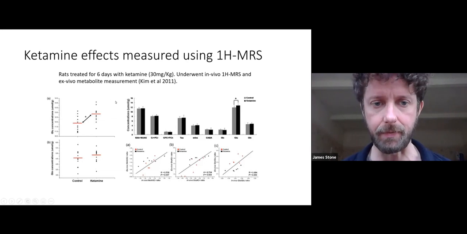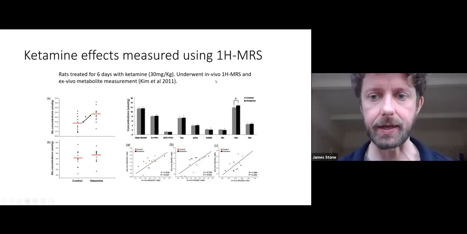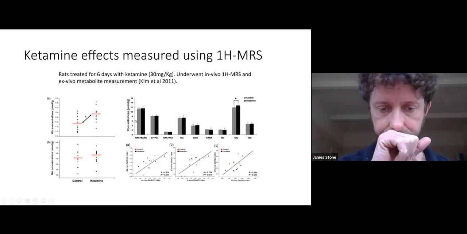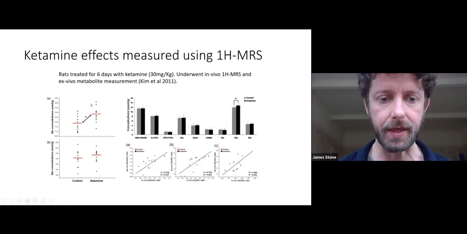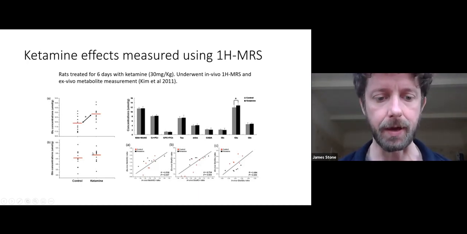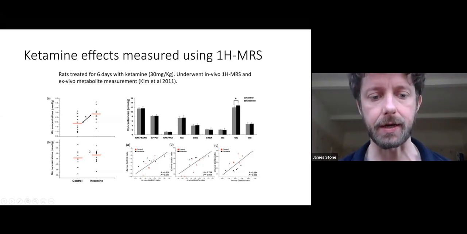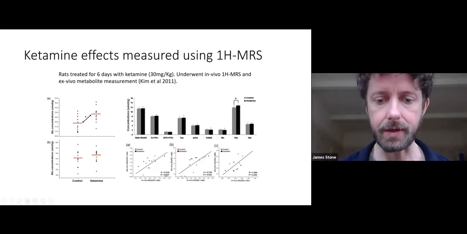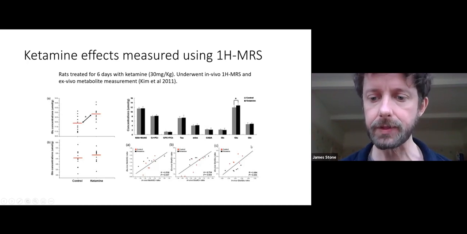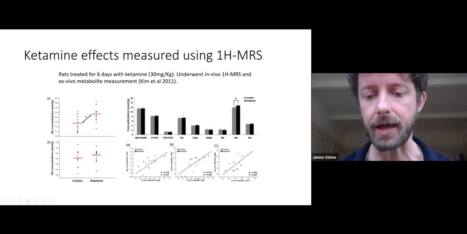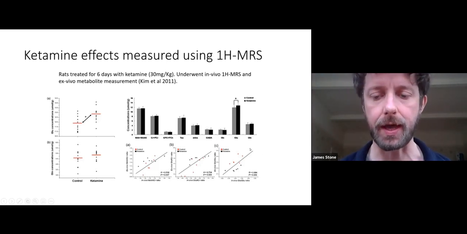So this was a study where rats were treated with ketamine and had either in vivo MRS or ex vivo metabolite measurement. And again, after 6 days of treatment with ketamine, there was a significant increase in glutamate concentration measured by MRS. Not a significant change in glutamine levels though. And looking at the ex vivo data, the ketamine and the glutamate correlated. The glutamate measured by either ex vivo or in vivo methods correlated very closely. So this is quite reassuring for the MRS methodology.